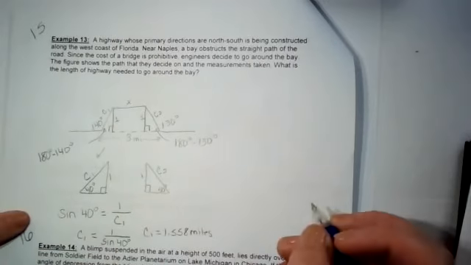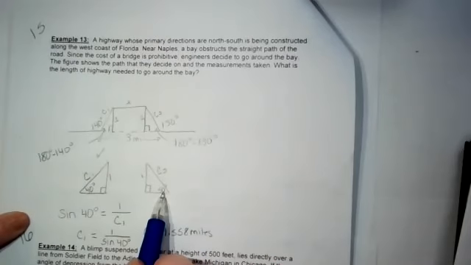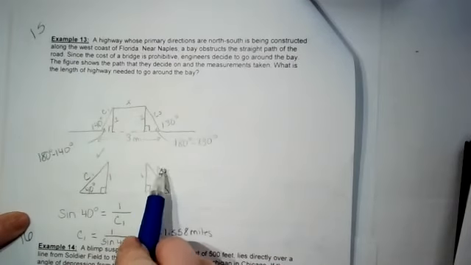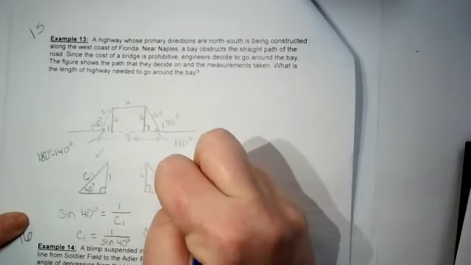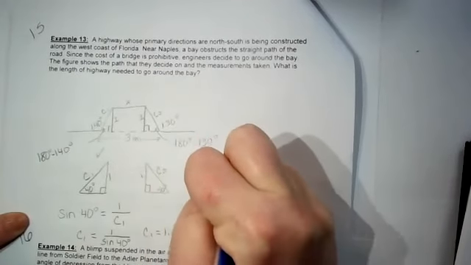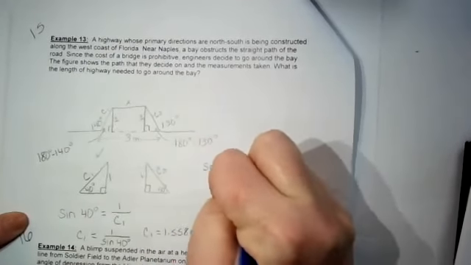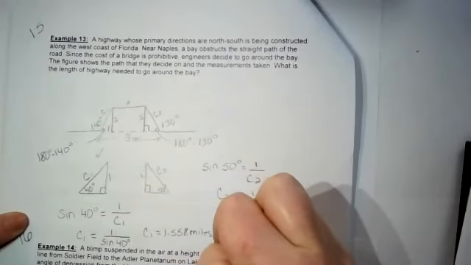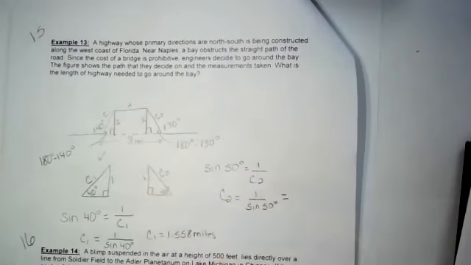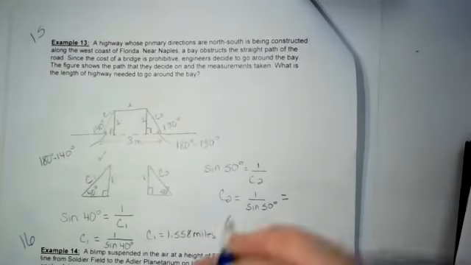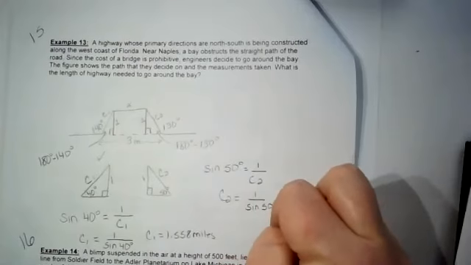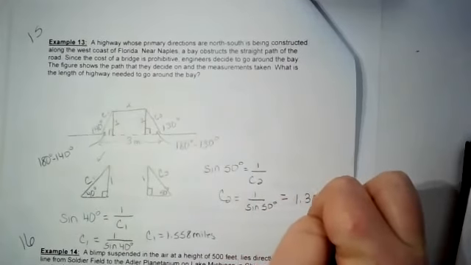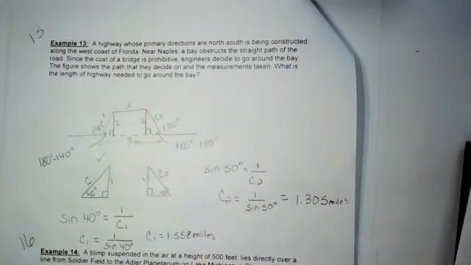Now I'm going to do the same thing with C2. I have 50 degrees. I have opposite. I need hypotenuse. So I'm going to have sine of 50 degrees equals opposite over C2. Switch them. C2 is going to be 1 over sine of 50 degrees. C2 is 1.305 miles. Everybody all right with that?